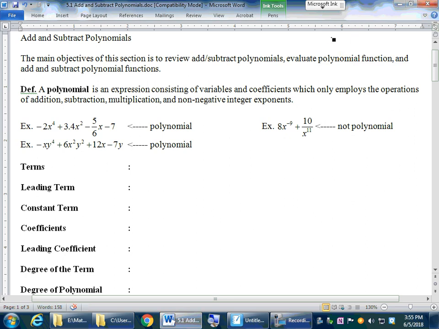5.1 Adding and Subtracting Polynomials. So first we're going to look at some terminology of polynomials.